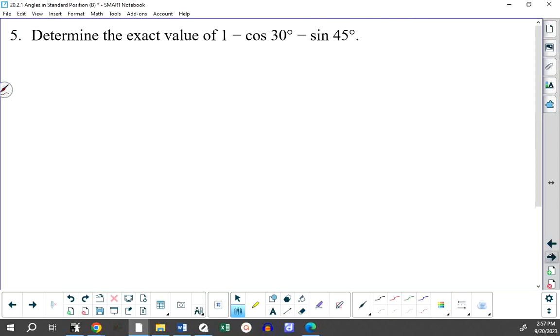Final question. What is the exact value of this? I mean, you could certainly throw that into your calculator and tell me a decimal, but that's not what I want. I like the fact that many of you are flipping back right away because you're trying to determine what is the cosine of 30 degrees. I believe it's root 3 over 2. No good.